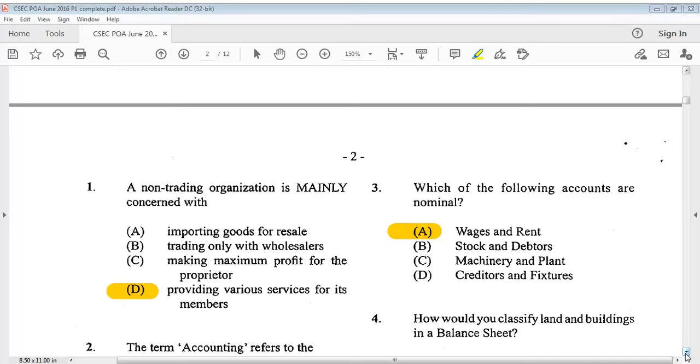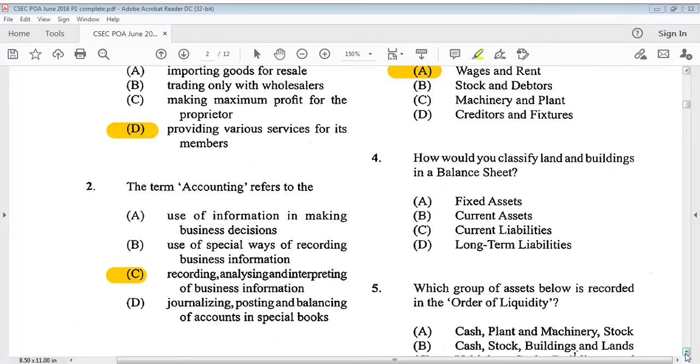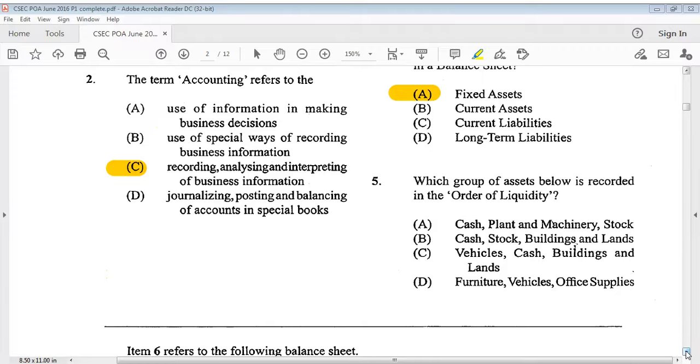Let's go to 4. How would you classify land and buildings in a balance sheet? Now, this one is very easy, a giveaway. We know that those are fixed assets, A. Number 5. Which group of assets below is recorded in the order of liquidity?